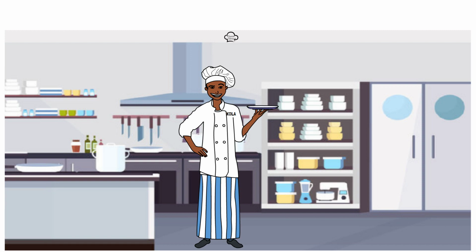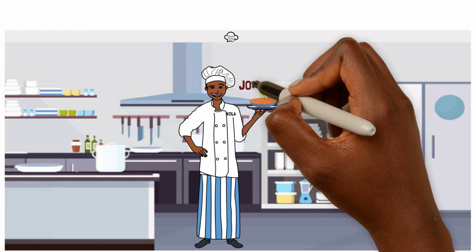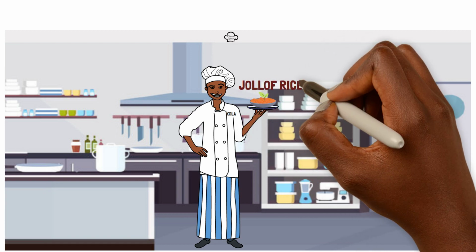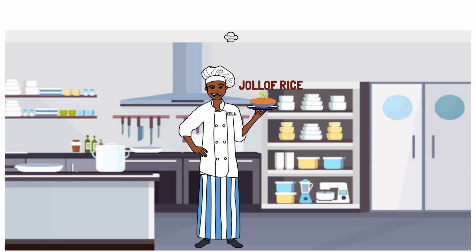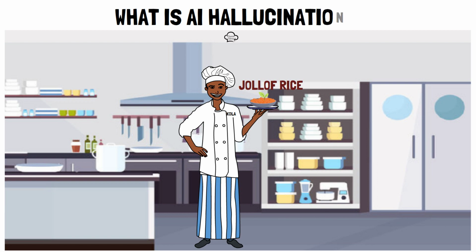Today, we'll continue our AI journey with our yummy, tasty jollof rice. We will explore a term that is commonly used in the AI world, hallucination. Before we dive in, let's do a quick recap.